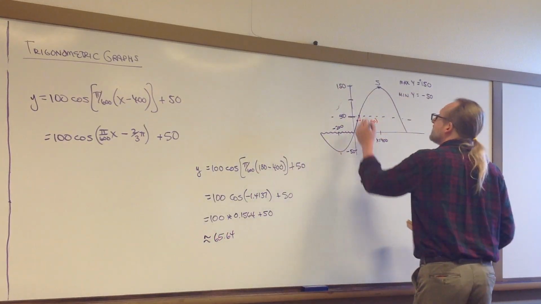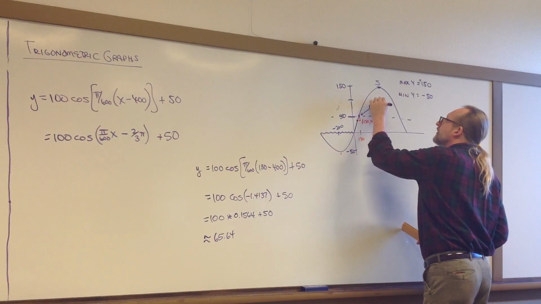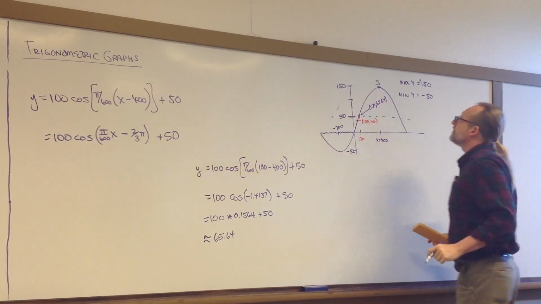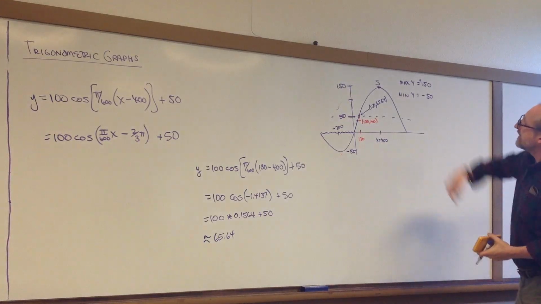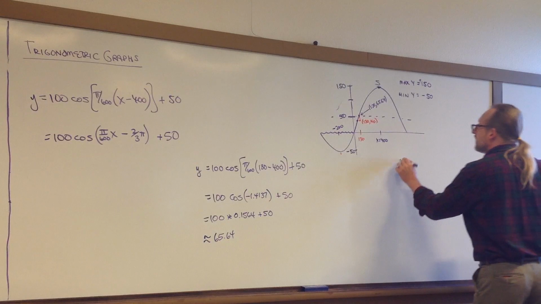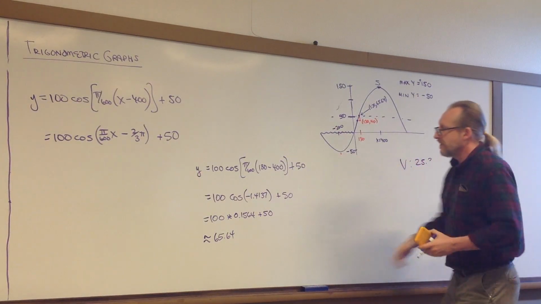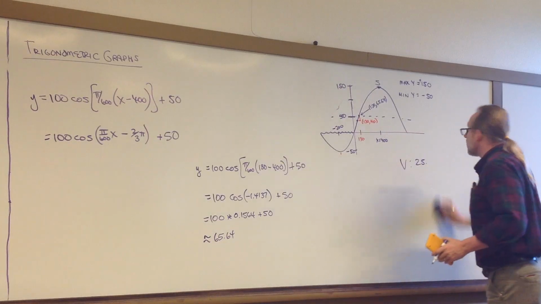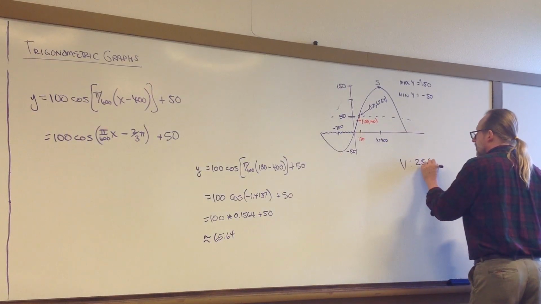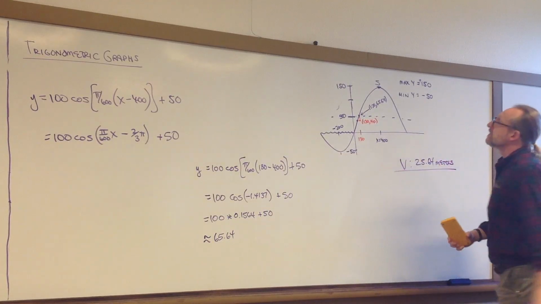65.64. So what that says is this point right here is the point where x is 130 and y is 65.64, which says that if you dig a vertical tunnel down to where the treasure is hidden, then that vertical tunnel should be a distance of 25.64 meters. We're working in meters here. Okay, good to know.